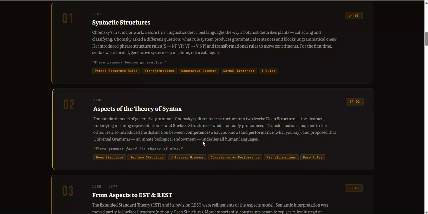He also introduced the distinction between competence, which is what you know, and performance, what you say, and proposed that universal grammar, that is UG, his innate biological endowment, underlies all human languages. That all human languages, when you're born, you all have universal grammar. Here is where grammar found its theory of mind. In this work were introduced deep structure, surface structure, universal grammar, competence versus performance, transformation, and base rules.